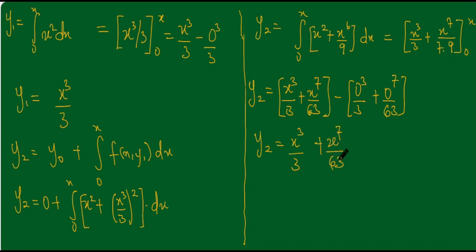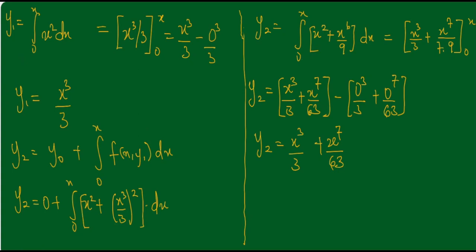So we have our y2 now to be x cubed divided by 3 plus x raised to power 7 divided by 63. So if you notice, our y1 was just x cubed divided by 3. But now we have our y2 to be equal to x cubed divided by 3 plus x raised to power 7 divided by 63. I think it's obvious that our y2 is going to be more accurate than our y1 as an answer, because we now have an additional term showing there.